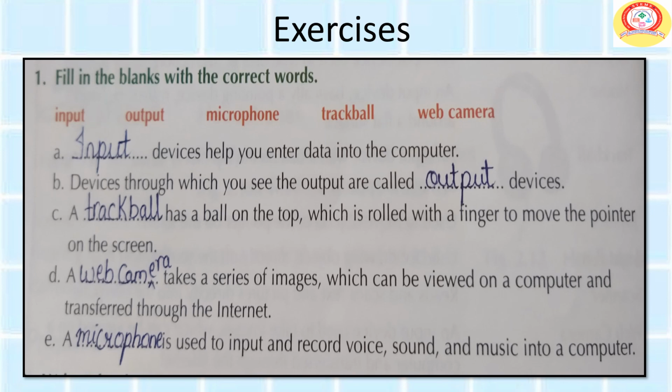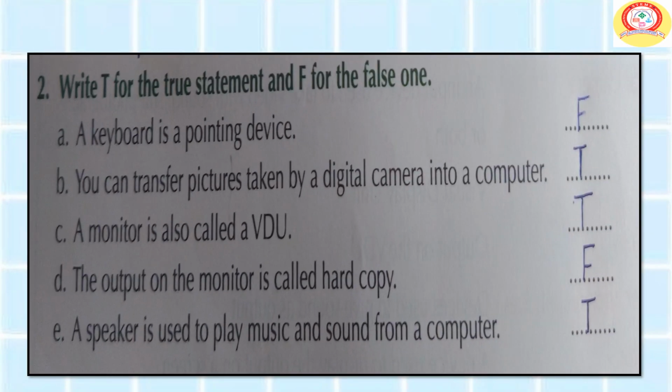Now children, let's move to the next question. Question number 2. Write T for the true statement and F for the false one. A. A keyboard is a pointing device. Wrong. A keyboard is not a pointing device. Now let's move to the second one. B. You can transfer pictures taken by the digital camera into a computer. True.